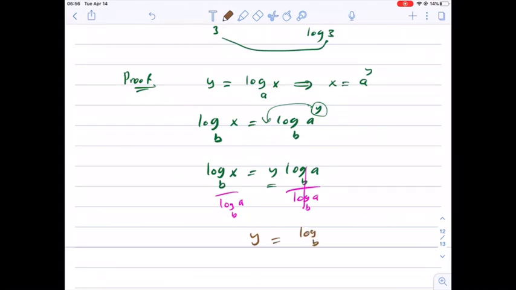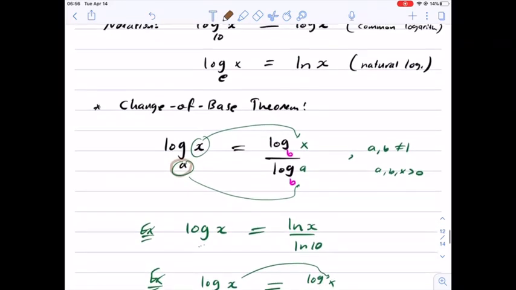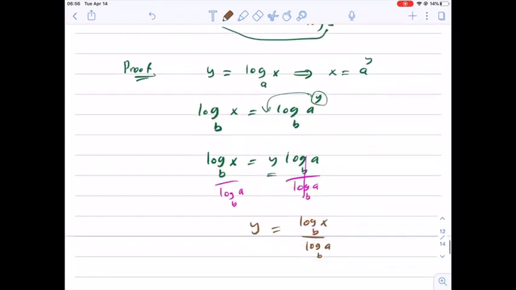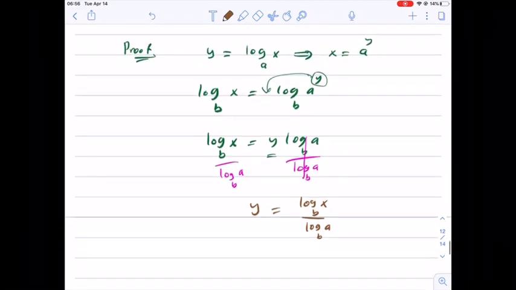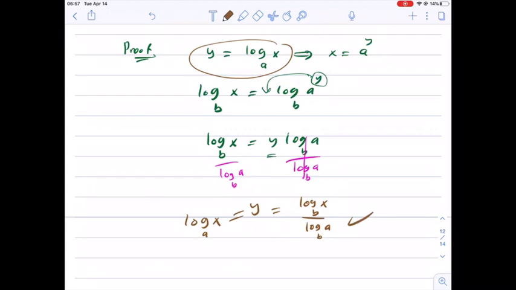So we have y equals log base b of x over log base b of a, and that gave us this formula. But y is here log base a of x.